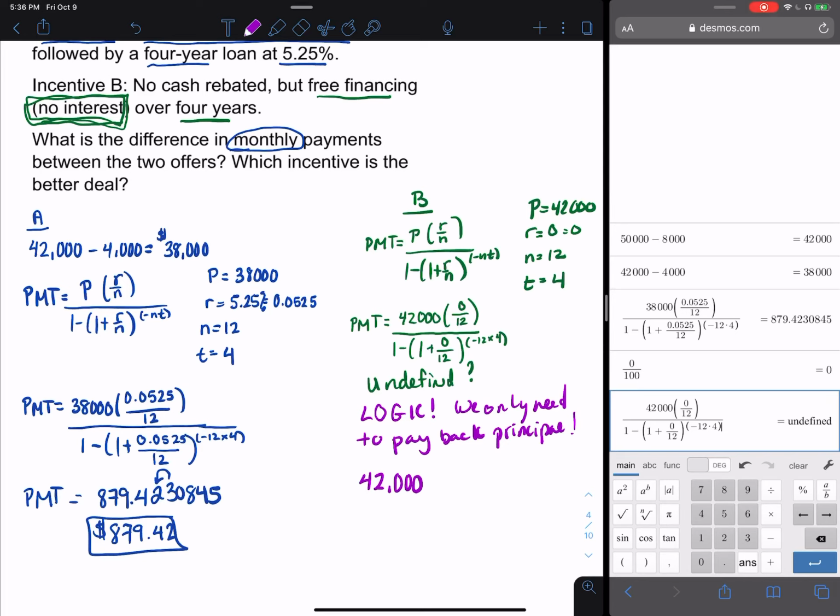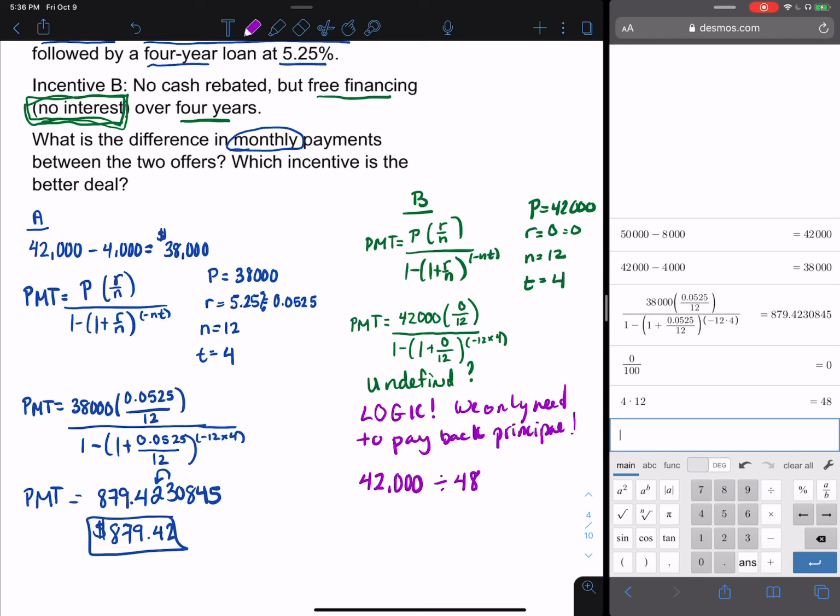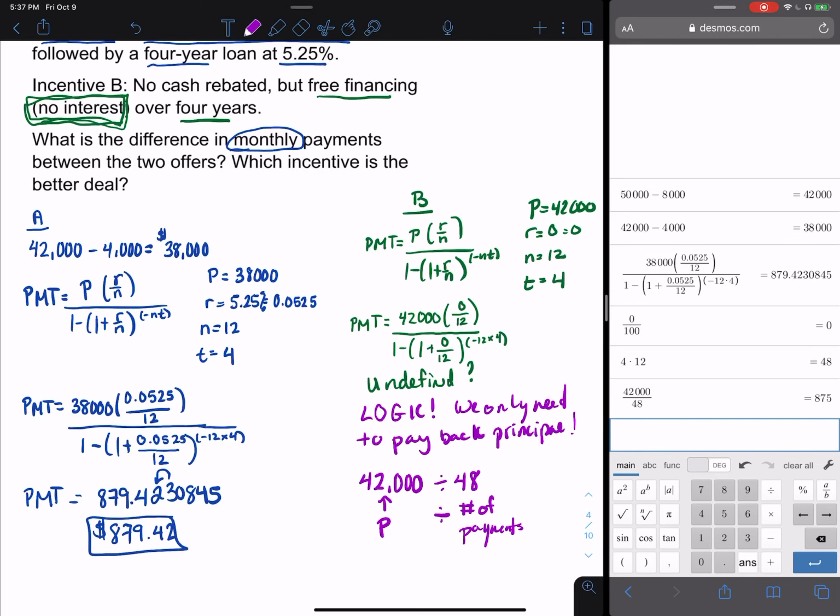So if you think about how many payments we're making, we're going to make 48 total payments because we're paying for 4 years every month. So we can do that 4 times 12. So we're doing that principal divided by the number of payments. And if we do that, $42,000 divided by 48 gives us $875. So we found the monthly payments.